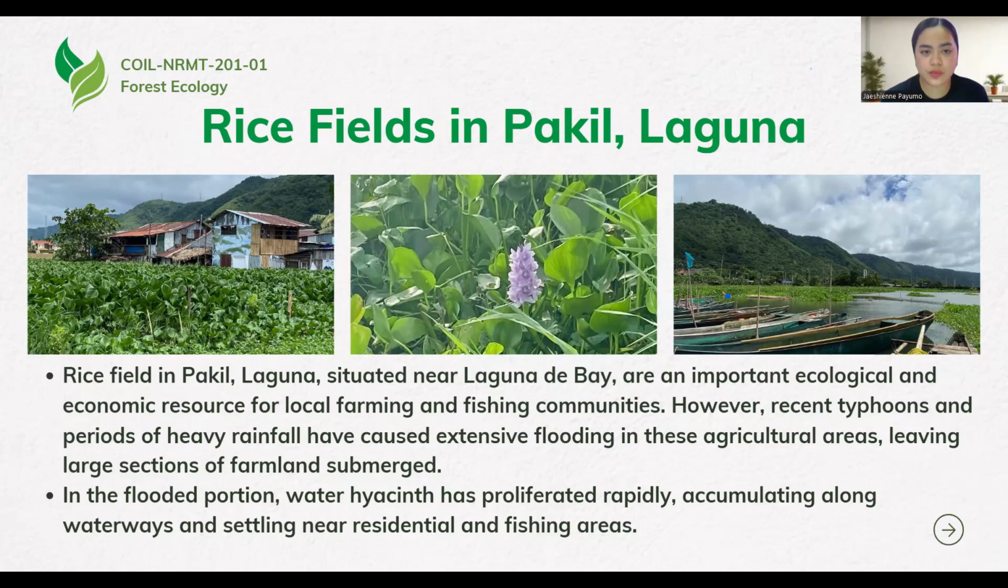In this slide, we see water hyacinth invading the rice fields in Paquil, Laguna. The rice fields in this area are situated near Laguna de Bay, a lake that serves as an important ecological and economic resource for local farming and fishing communities. Looking at the picture, it is clear that a large section of the farmland is flooded due to recent typhoons and periods of heavy rainfall. Water hyacinth has proliferated rapidly, accumulating along waterways and settling near residential and fishing areas.